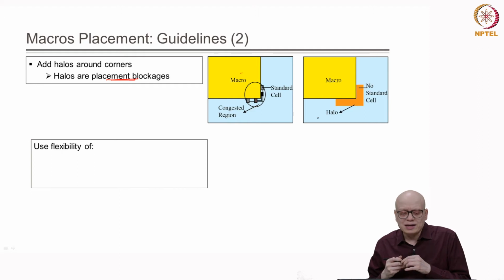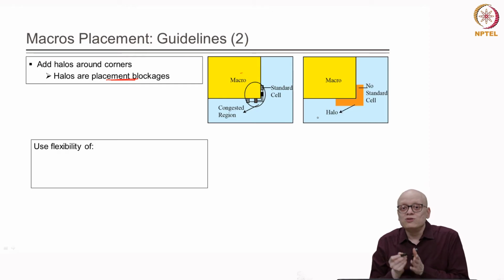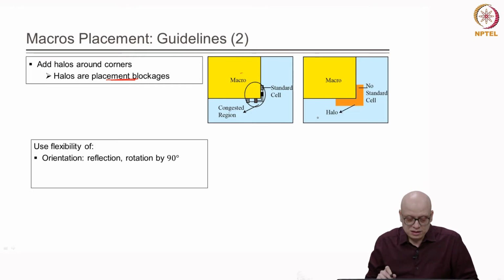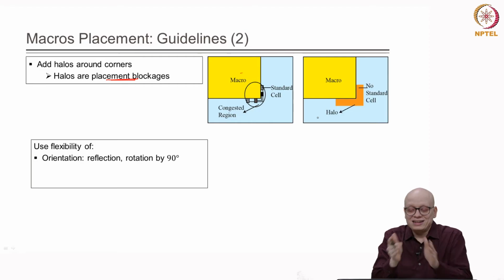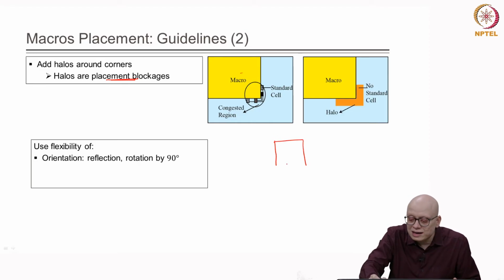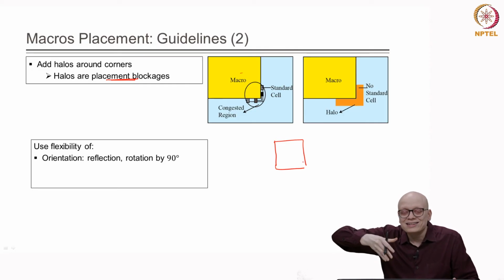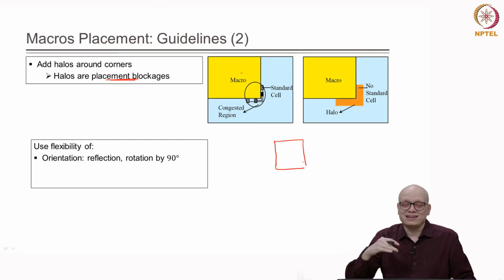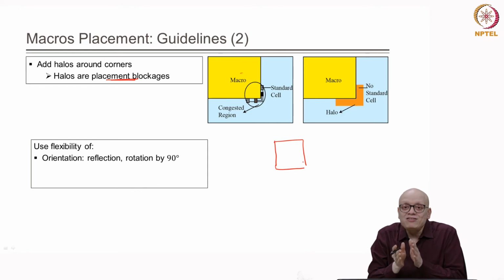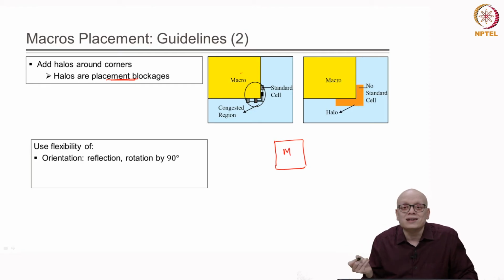Additionally, what we can do is use a lot of flexibility that is available during floor planning. Now, what are those flexibilities? The first is related to orientation. Now, we are given, say, a block. Given a block, we can rotate it by 90 degrees, or we can also take its mirror image either in the x axis or y axis. So, given an object, we can get different orientations. In fact, we can get 8 different orientations for a given macro, or even for a standard cell.